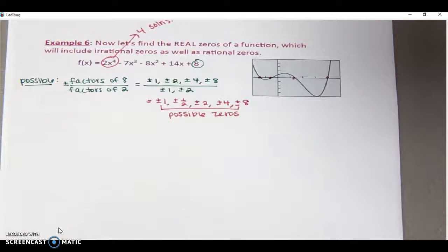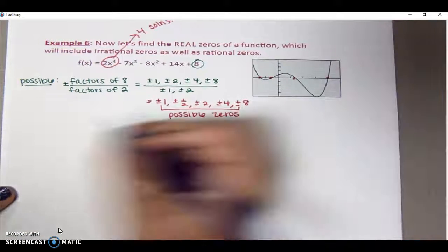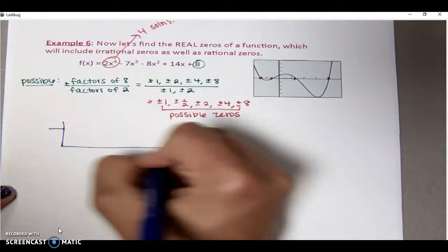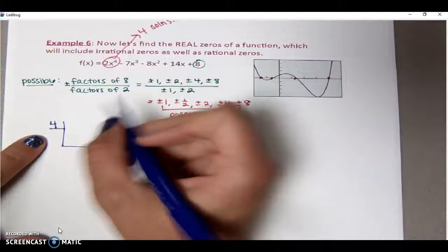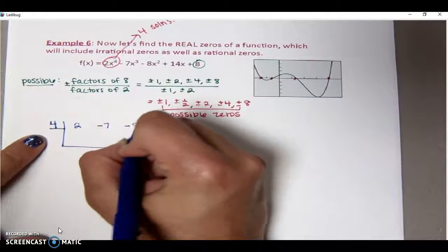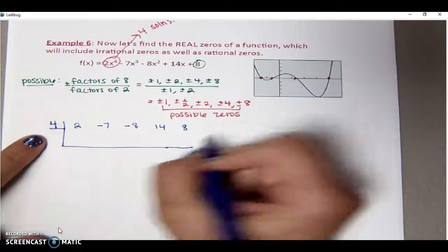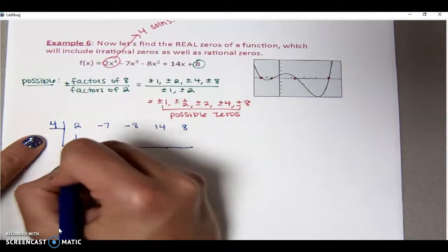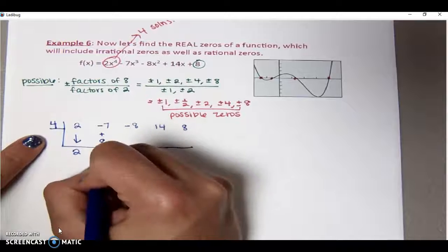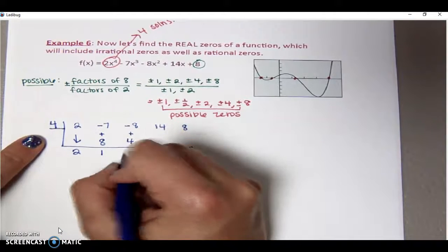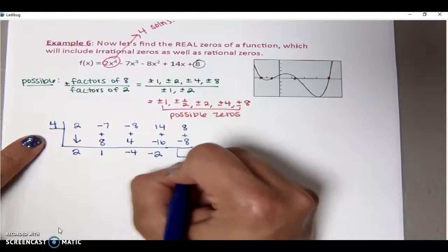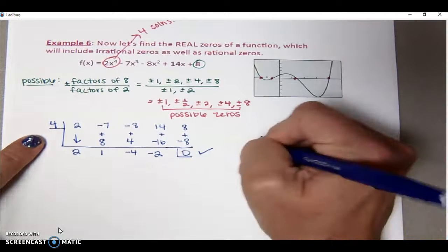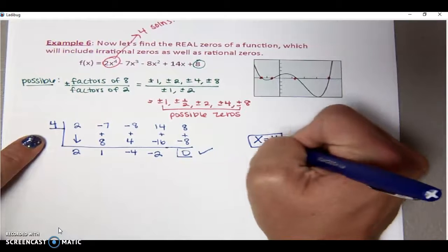So because we have a graph here, we're going to use the graph to kind of guide us. So if we look at our graph, I see here this looks like 4. So I'm going to go ahead and just try synthetic division for the 4 instead of just plugging it in. You can do either way, but this will save us a step. So we're going to try synthetic division. Remember, we're just looking for a remainder of 0. So I do have a remainder of 0, so that works. So x equals 4 is going to be one of my answers.